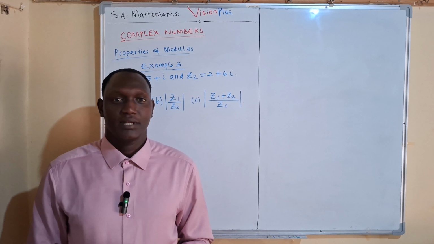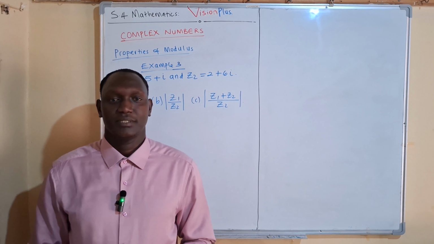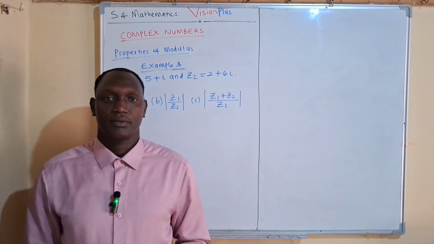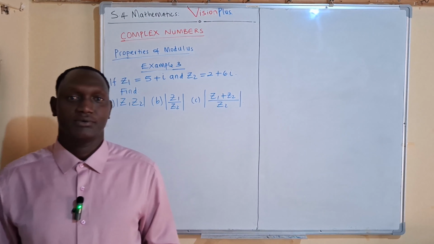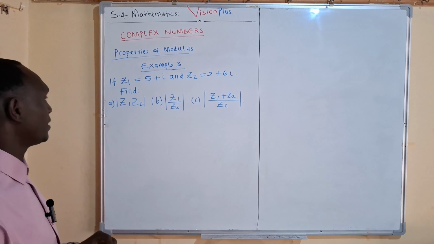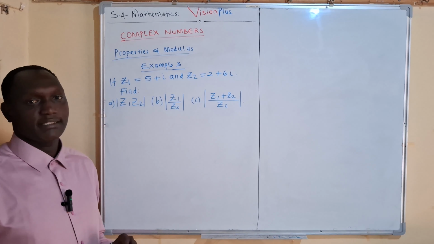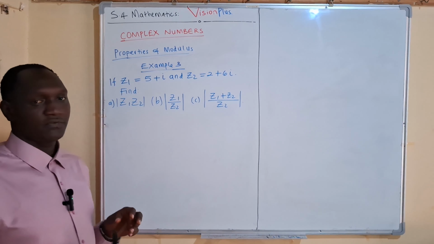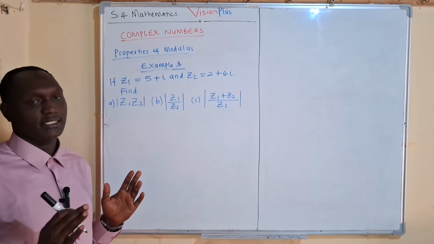Welcome to Vision Plus and welcome back to this senior four mathematics and complex numbers. We are looking at properties of modulus and we are now on example 3. Example 3 says that we are given two complex numbers z1 and z2. Part A says that we need to find the magnitude of z1 and z2.